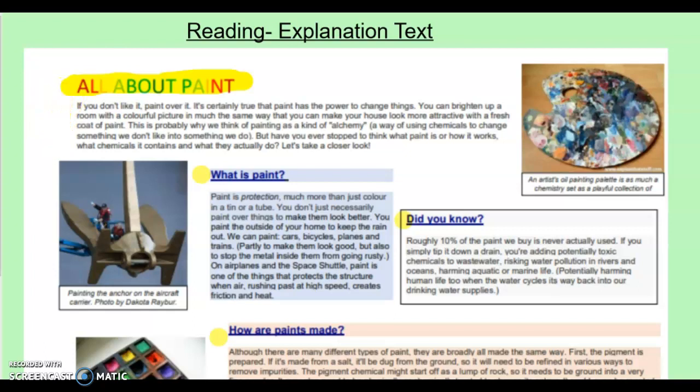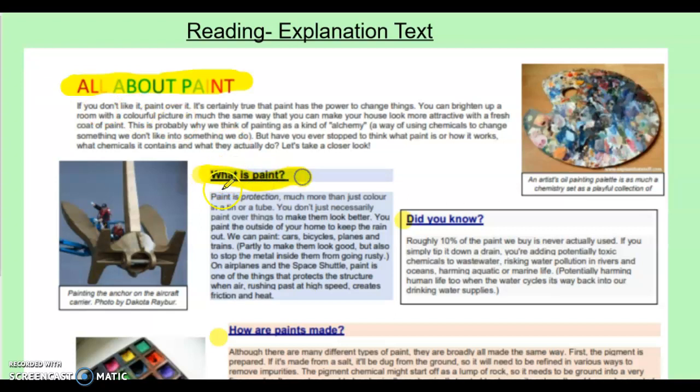If you don't like it, paint over it. It's certainly true that paint has the power to change things. You can brighten up a room with a colourful picture in much the same way that you can make your house look more attractive with a fresh coat of paint. This is probably why we think of painting as some kind of alchemy, a way of using chemicals to change something we don't like into something we do. But have you ever stopped to think what paint is or how it works? What chemicals it contains, what they actually do? Let's take a closer look.